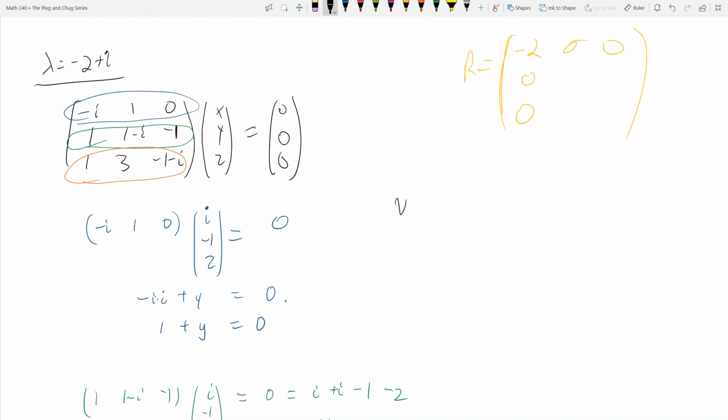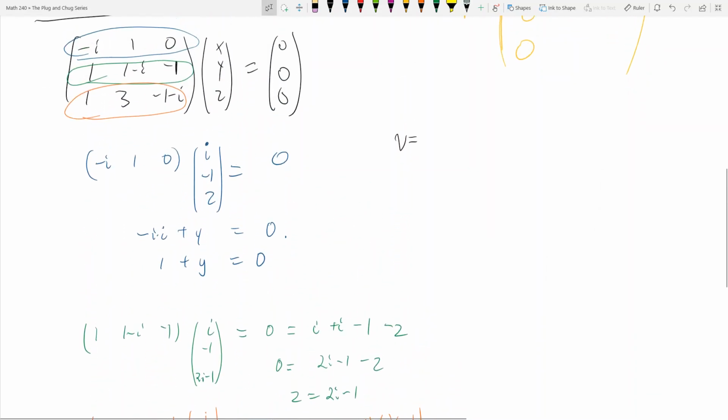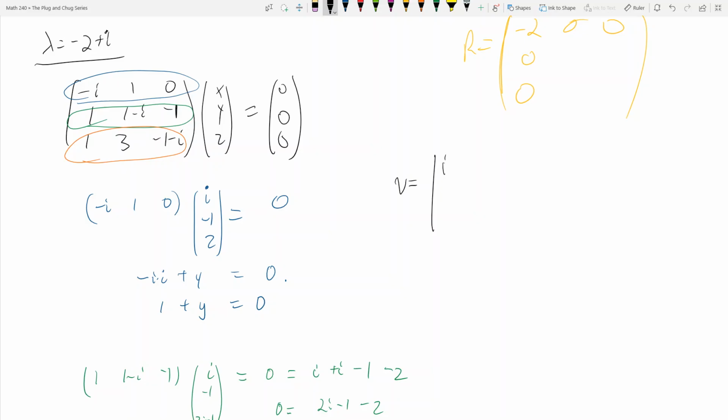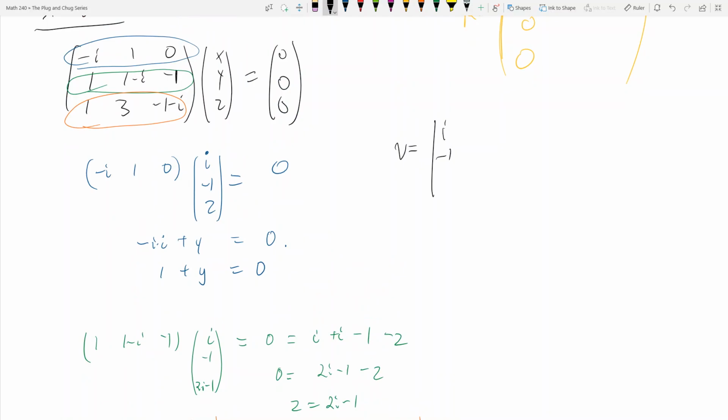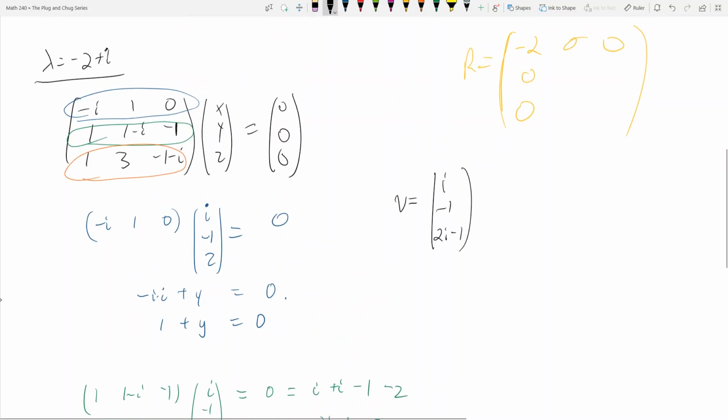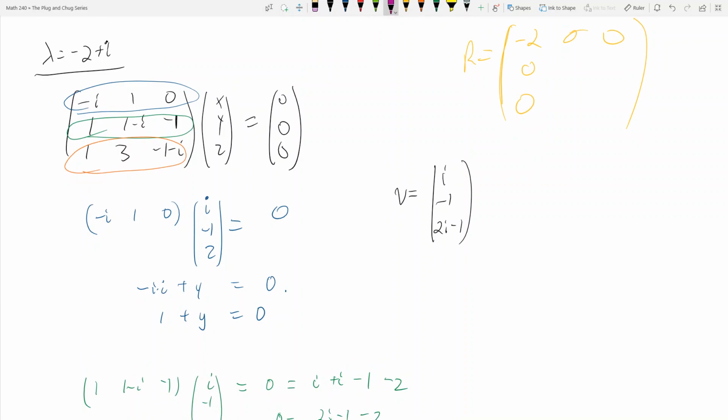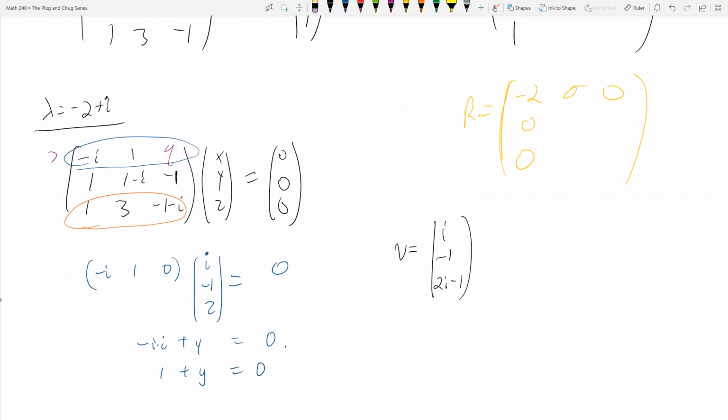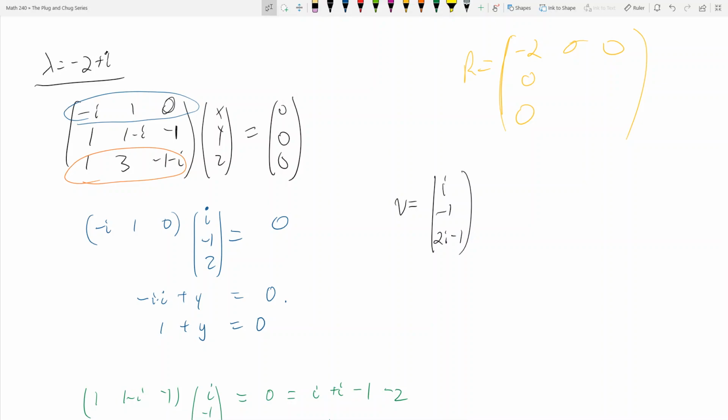And we're going to write v is equal to i, negative 1, 2i minus 1. And the trick is this. The trick is that you always need a zero somewhere in your matrix. And so if this weren't zero, if this were something else, like q or something, we're going to have to row reduce and get our zeros here. And then you can do this assumption thing with a row that has a zero in it. But for now, because there is a zero up here, we can just use this first row to find our matrix, okay?